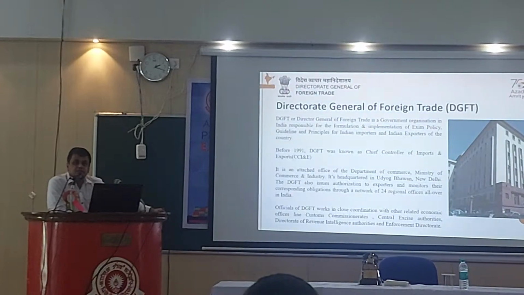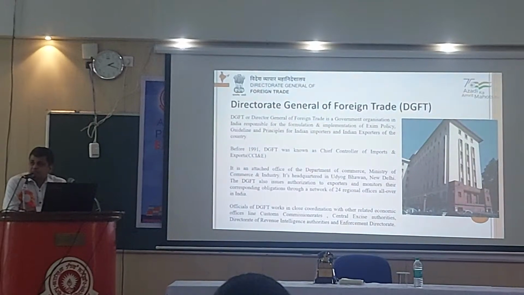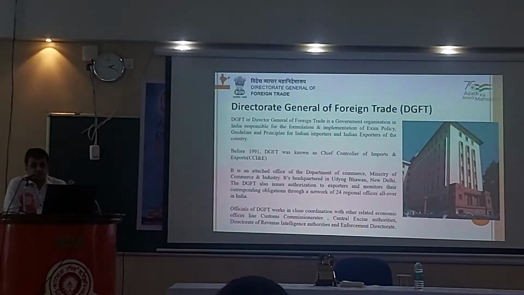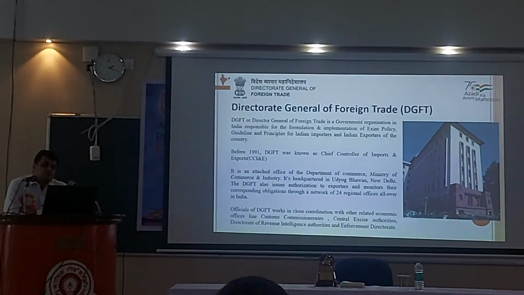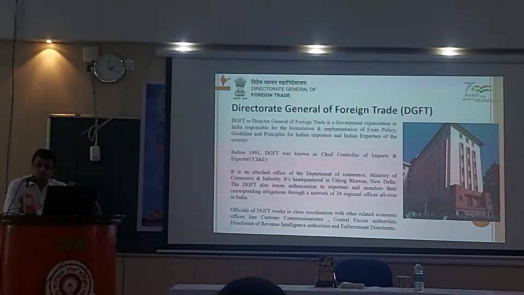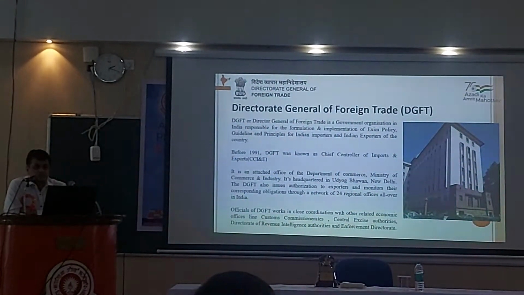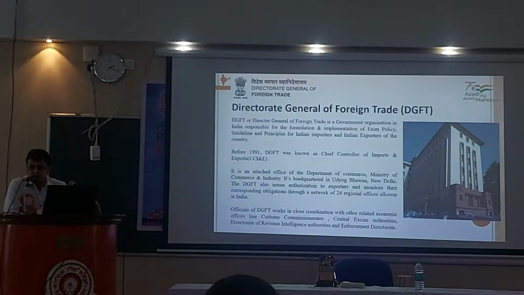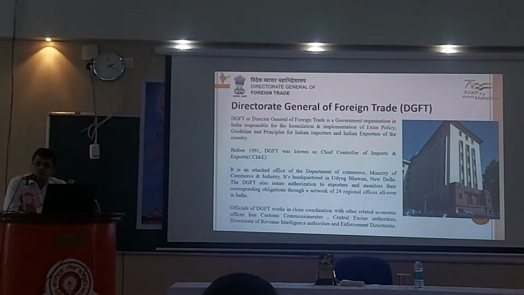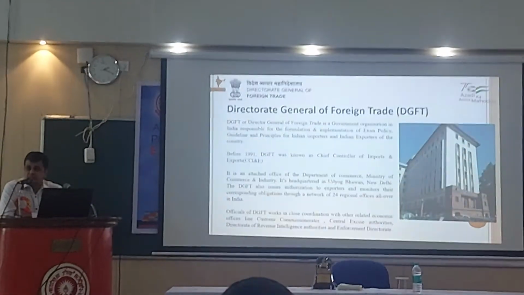So DGFT is the attached office of the Ministry of Commerce and Industry. Earlier it was named Chief Controller of Imports and Exports, prior to 1991. As the name suggests, it was the control of imports and exports. There was a license regime last time. Licenses were issued to exporters and importers. But after 1991, with privatization, globalization, digitalization, the name also changed and the role also gradually changed from control and regulation to promotion and trade facilitation.